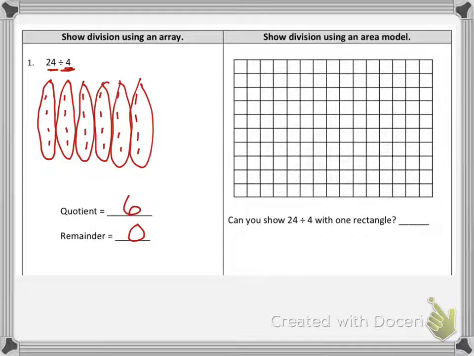Now with our area model, we are dividing by 4, so we're going to go up 4. We have 1, 2, 3, 4. There's our 4. And we want to start counting by 4 until we reach 24 or close to it without getting a remainder. So let's count by 4s. We have 4, 8, 12, 16, 20, 24. And now we can complete our rectangle. So how many do we have here? We have 1, 2, 3, 4, 5, 6. Look at that. And so we've got a length of 6, with nothing left over.